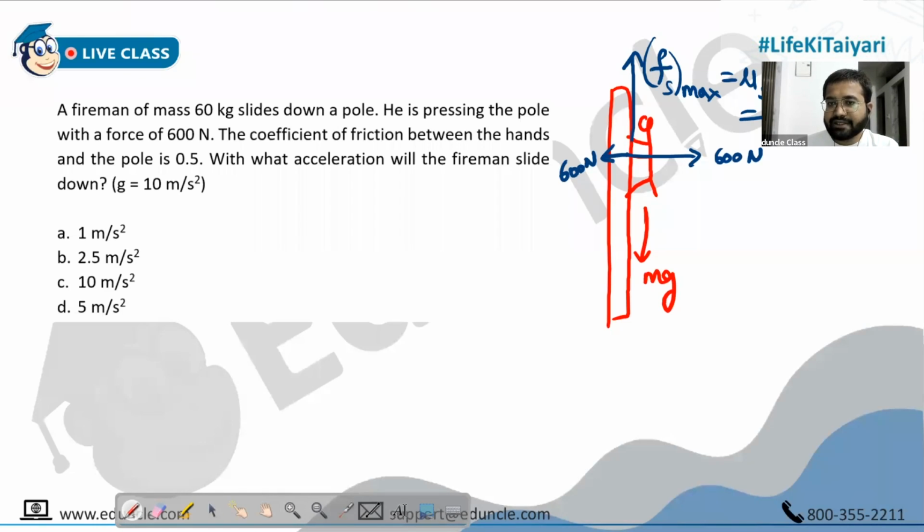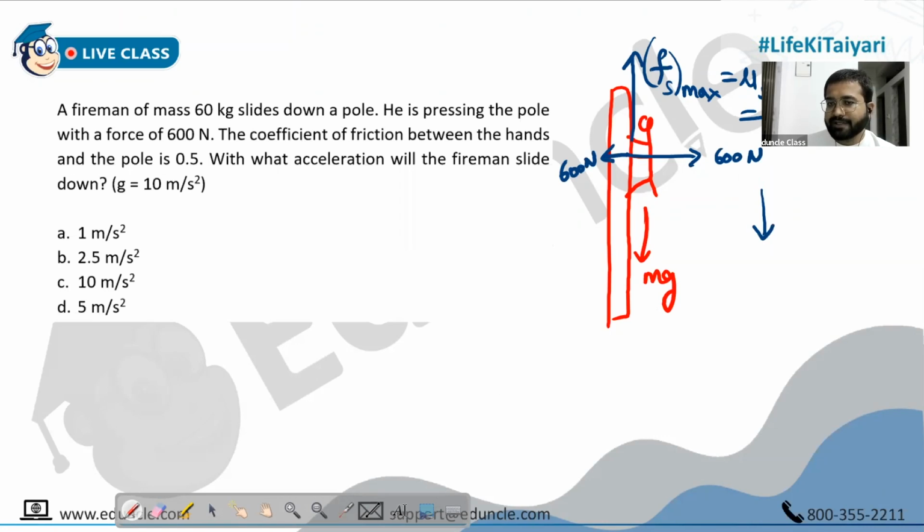What is the normal reaction? 600. Normal reaction as in the perpendicular one. This is the normal reaction right now, right? The 600 one. Normal reaction means perpendicular to the surface. So here, this is the surface. You are pressing a force like this, so this is the normal reaction you are going to get. And hence I took this problem, just a small but very interesting problem.